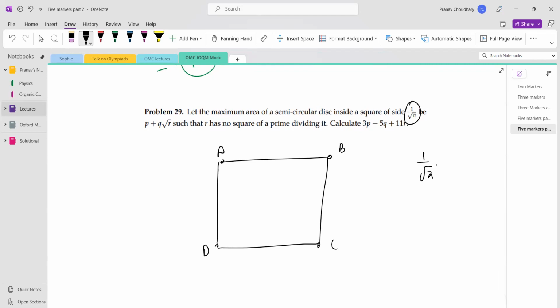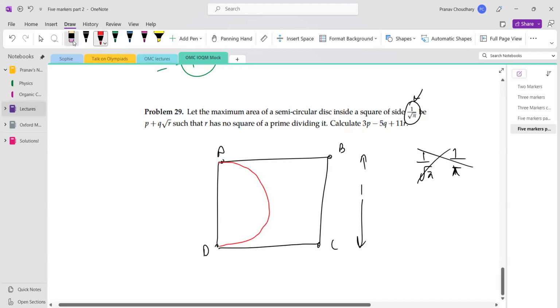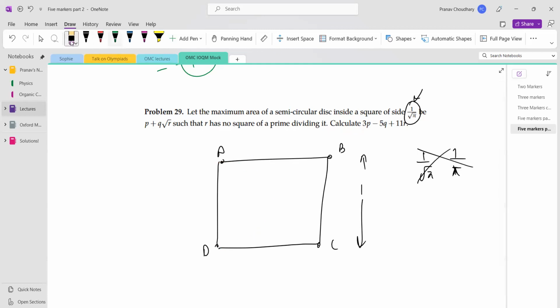The area will be scaled by a factor of 1 by pi. So maybe there will be some factor of pi in the answer and the examiner wanted to remove that factor, so they just took this random constant. So we'll take a unit square. And obviously if the disk with largest area were just placed straight, it wouldn't be a 5 marker, right? So it's something trickish.